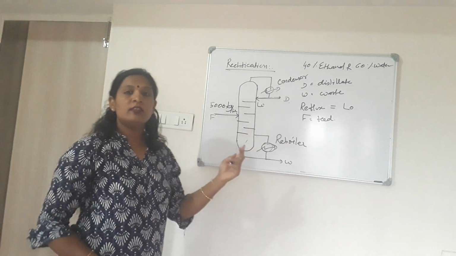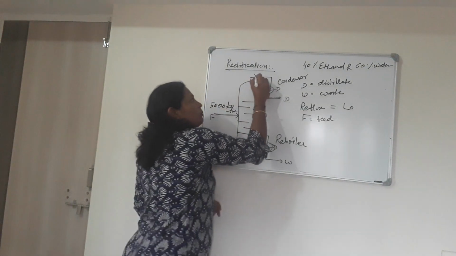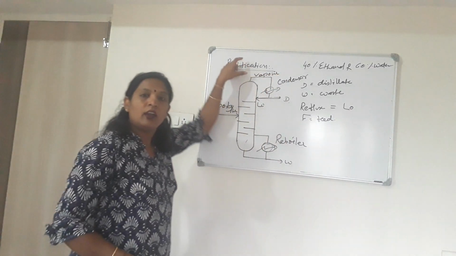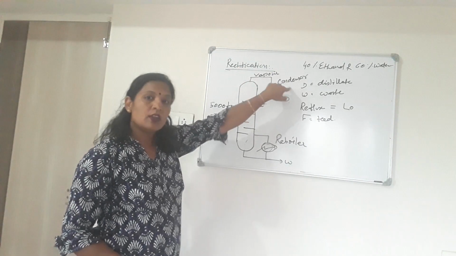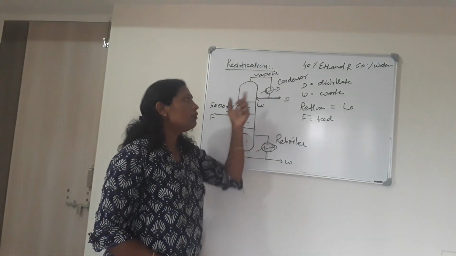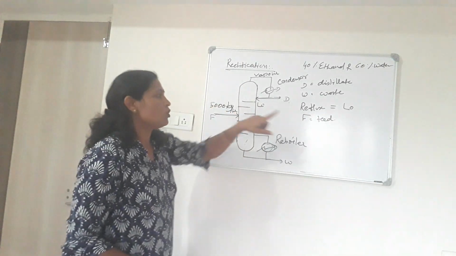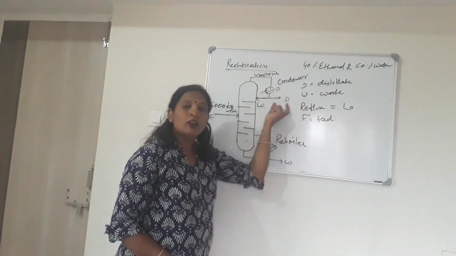What is a condenser? A condenser is a heat exchanger which converts vapor into liquid. Whatever vapor we have at the top is condensed, and then part of the condensed liquid is sent back to the column, that is known as reflux, while the other part which we are taking out is the distillate.